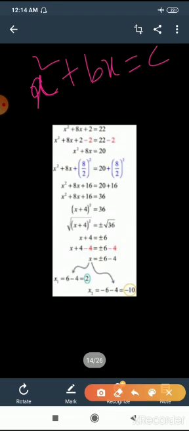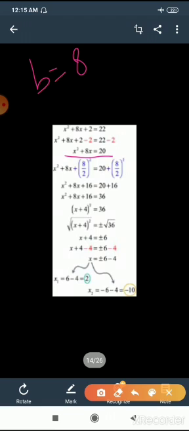So the constant term is to be brought to the right hand side. So 22 minus 2, which is 20. Now it is in the form of ax square plus bx plus c, where b is equals to what? 8. What is the third step?